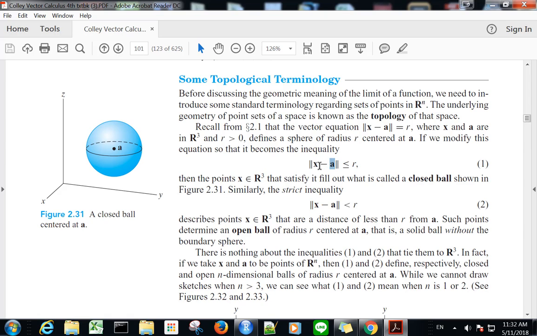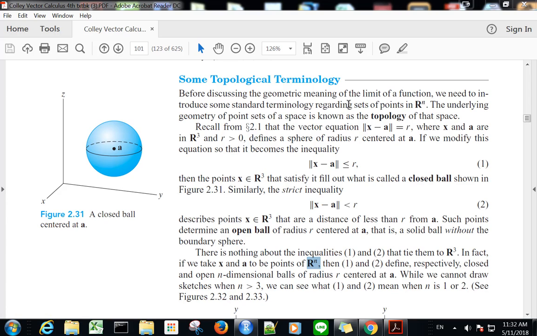And then we're talking about the set of all x's such that the length, the distance between x and a, is less than or equal to r. Okay, so that will give you a sphere. And since it's less than or equal to, that means it's closed. So they call that a closed ball. I said a sphere, but that's if you're talking about 3D. Right now they are just sticking to 3D, but we're going to switch to n dimensions.